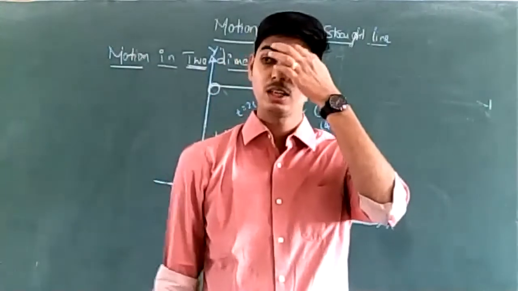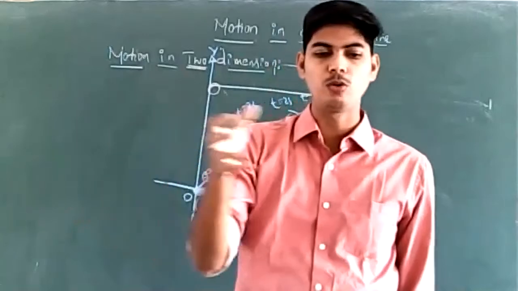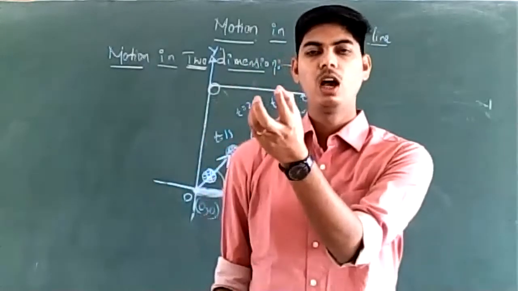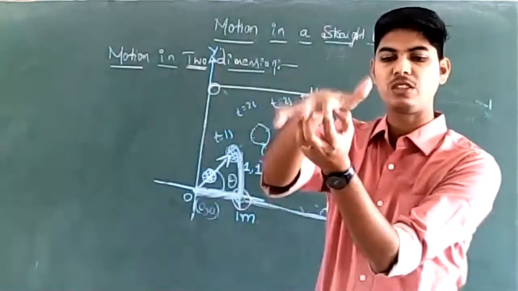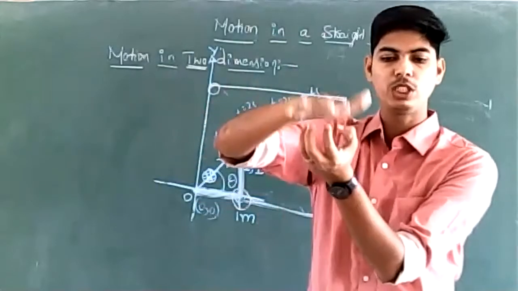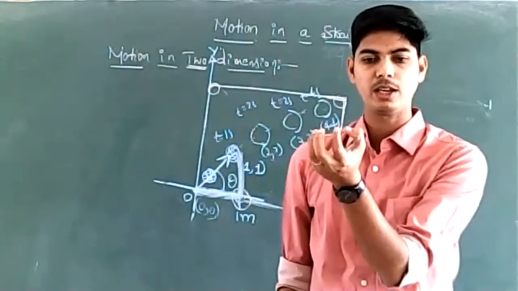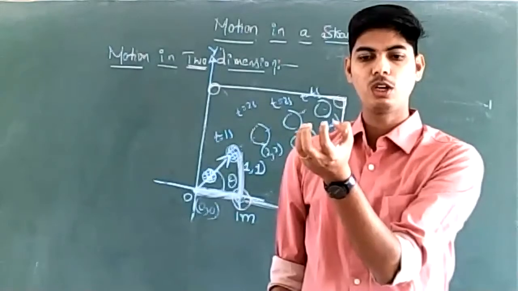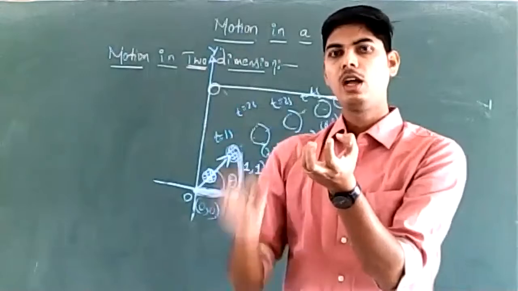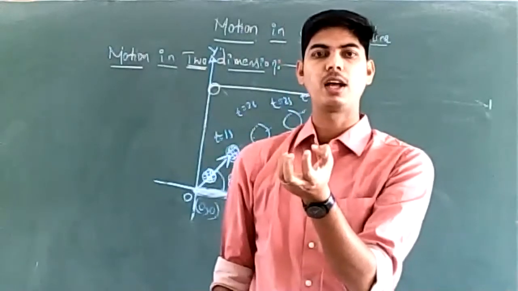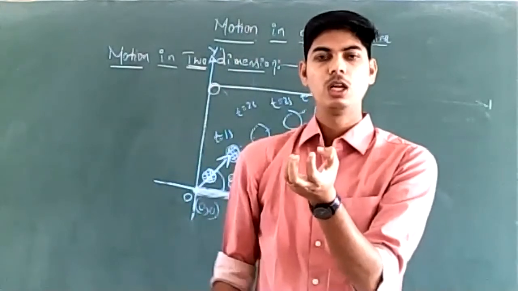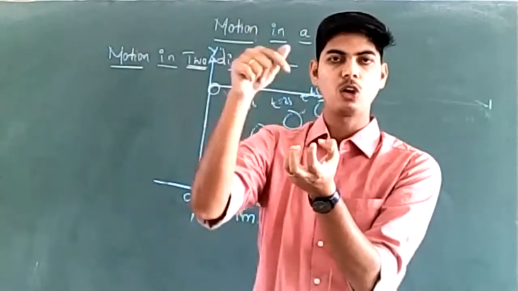Okay. Then suppose a bird flies into your home. Can you tell me how many coordinates are required to specify the position of this bird from the origin? How many coordinates do you need to specify the position of this bird? Three coordinates are required. I say the position coordinates of this bird are 5, 3, 4.